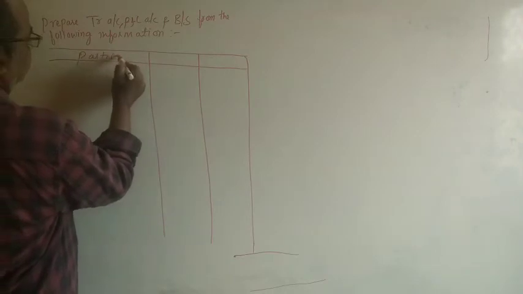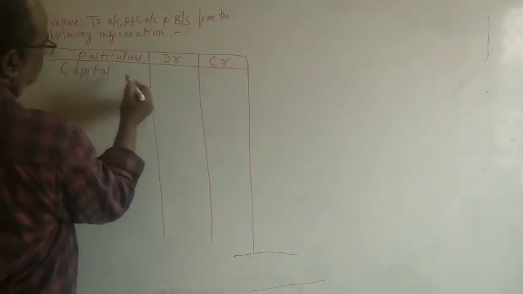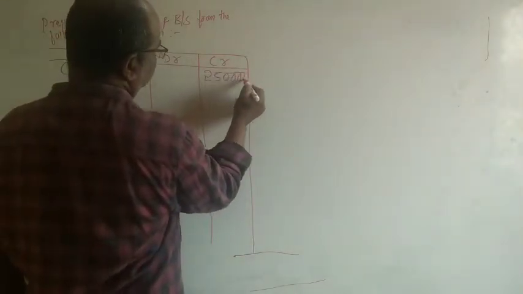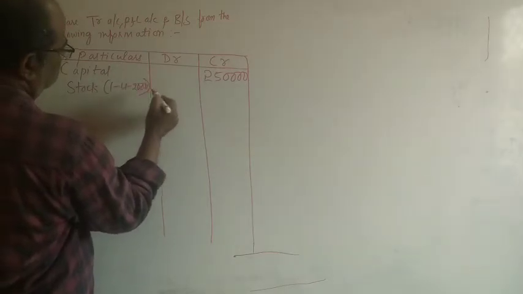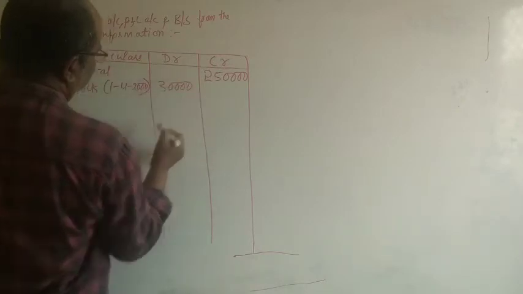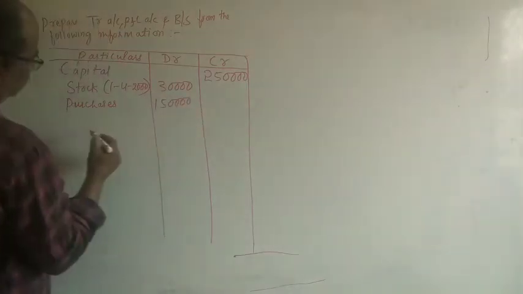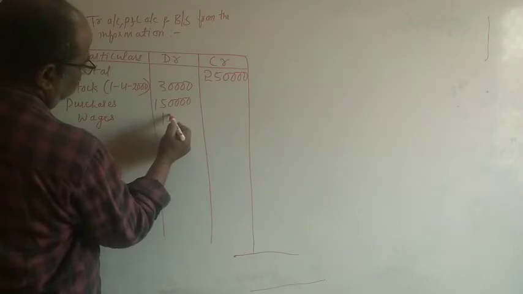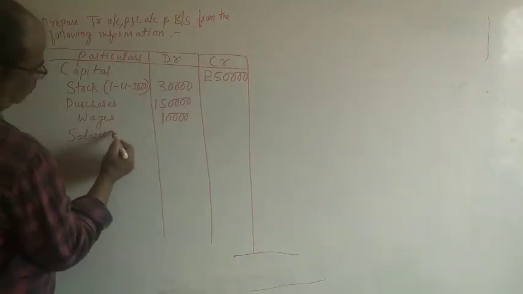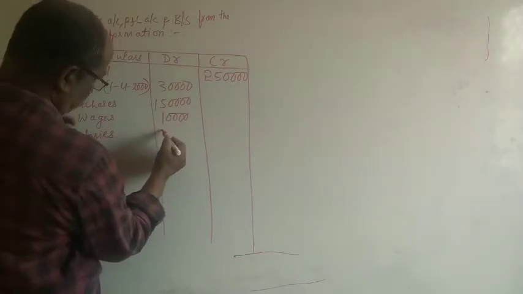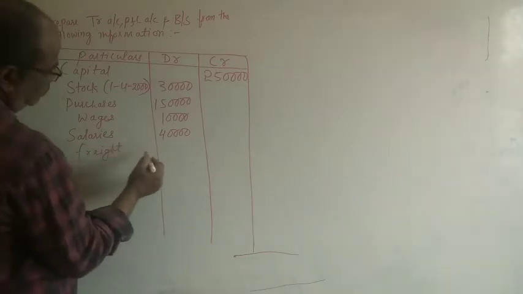Particulars: debtors, creditors, capital 2,50,000, stock 1,42,000, debtors is 30,000, purchases 1,50,000, wages 10,000, salaries 40,000, freight 15,000.